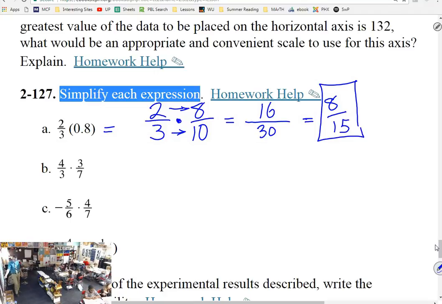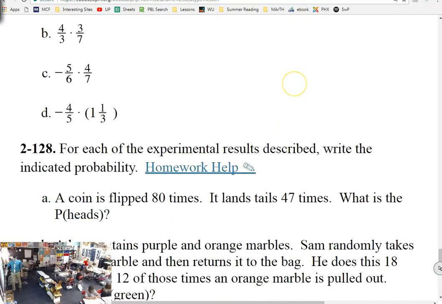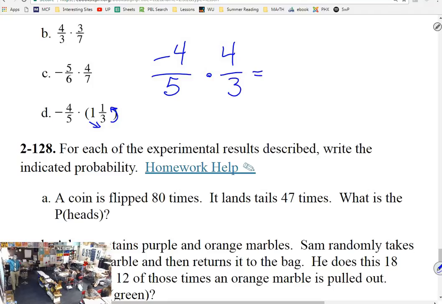Down in D, when we look at doing this, don't forget about the negative. It's going to be dangerous. 1 and 1/3. I hate mixed numbers. How do I make a mixed number easier? Improper. Do my little triangle method. What's this become? 4/3. Now straight through top, straight through bottom. Do not forget your negative. So sorry, that's negative 16 over 15.